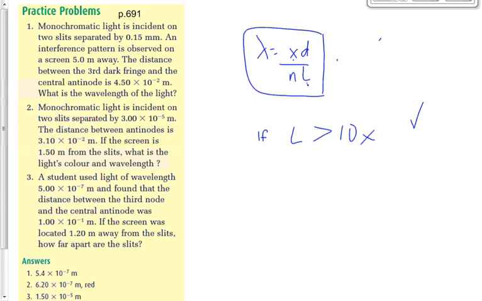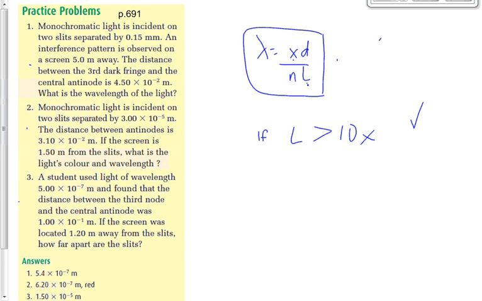All right, any issues with these three questions, 1, 2, and 3 on 691? Good? No problems? I think if I remember, all of these problems had L bigger than 10 times x, is that right? So we were able to use this equation.